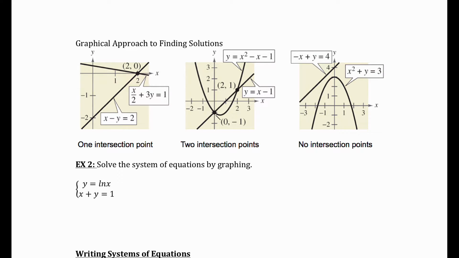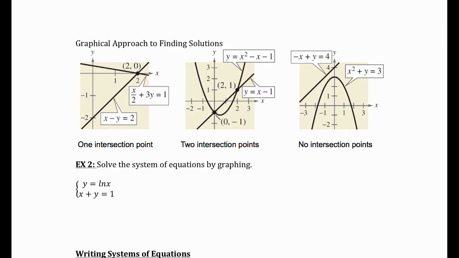Another option you have for solving systems of equations is to graph them. So if you graph two equations, look for where they intersect. For example, the first one on the left there, we've got two equations, x minus y equals 2. That's the one that's going in the positive slope. And then we have x over 2 plus 3y equals 1. You'll see that they intersect at (2, 0).